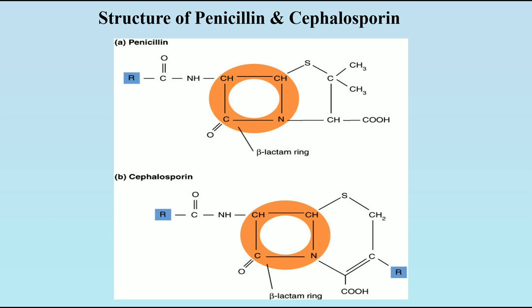Similarly, in case of cephalosporin, you can see that you have two highlighted R groups present in the structure of cephalosporin, and as a result of changing the R groups, different derivatives of cephalosporin can be produced, and then they have different activity against gram positive bacteria or gram negative bacteria, or sometimes against both the gram positive and gram negative bacteria.